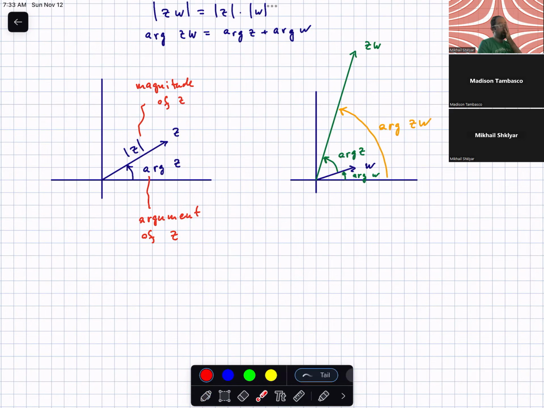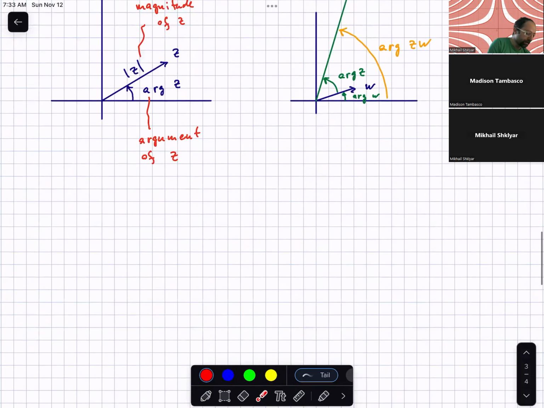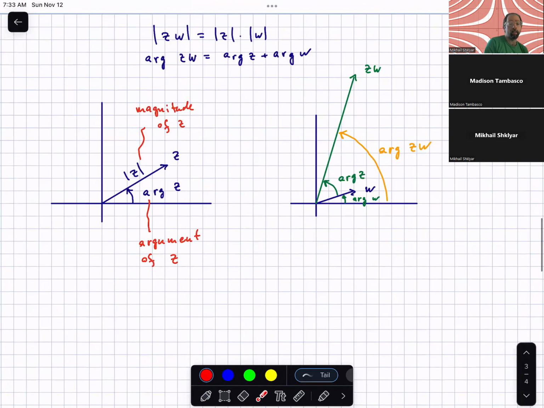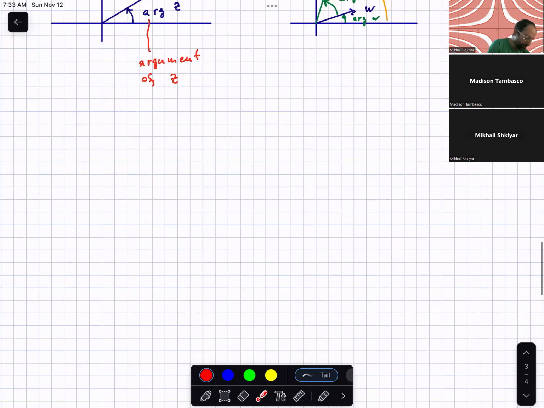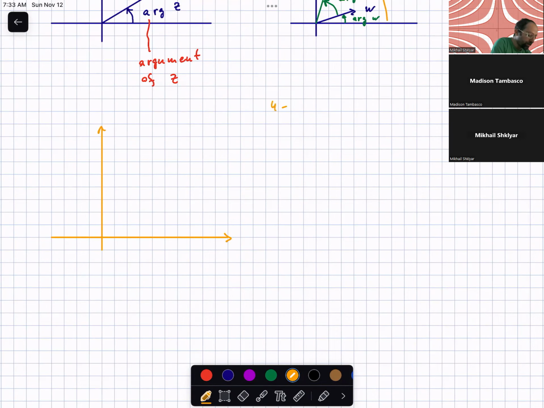Okay. And I could prove it to you, but it's going to be kind of annoying. So I could try an example, which is going to be a little bit better. All right, so let's try some easy example. Let's try multiplication by i first. So let's pick any complex number, let's say 4 plus 5i. That's pretty straightforward. It's the complex number 4 plus 5i.